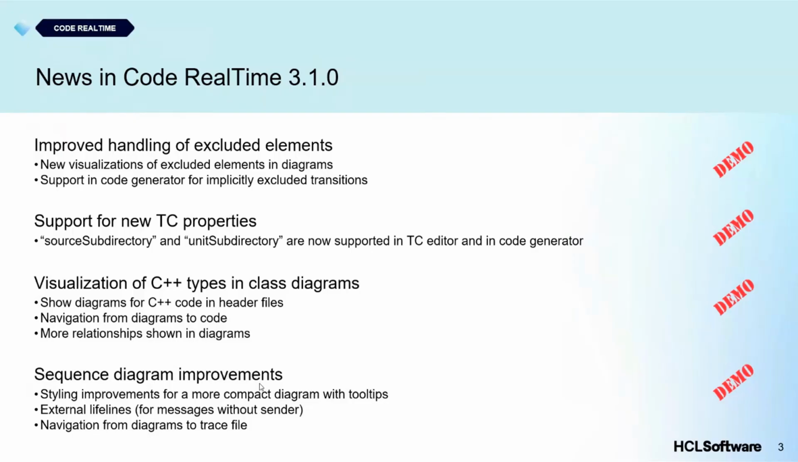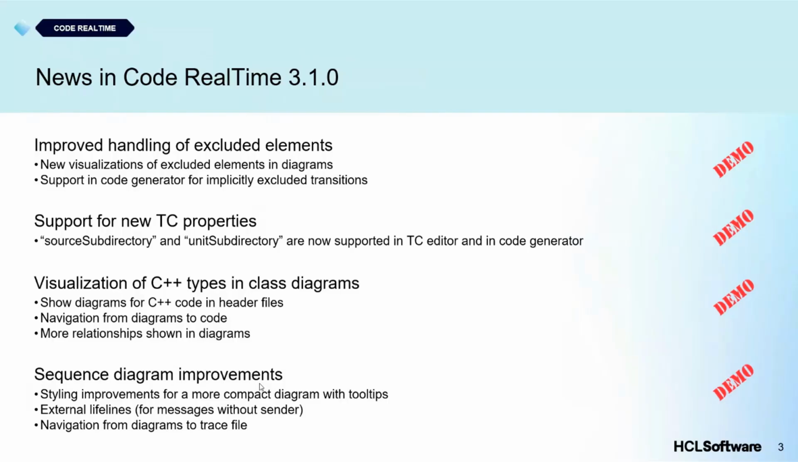And there are also similar improvements in the code generator, so that now it handles transitions that are implicitly excluded, meaning that they are not excluded themselves, but either the source or the target state is excluded, and thereby the transition also is excluded.